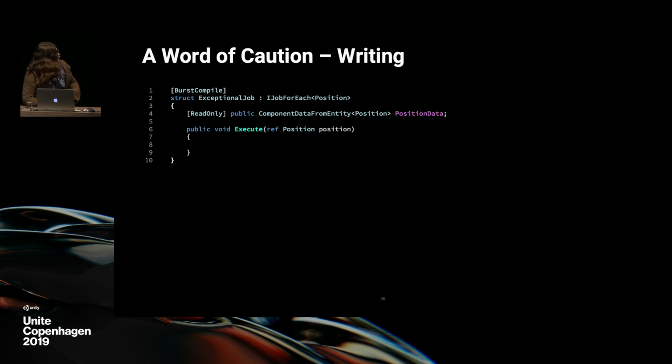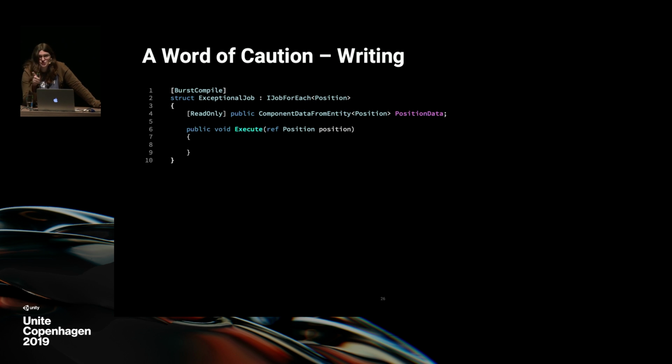For example, this job will throw an exception. Notice that it has a read-only component data from entity, and it also has that same component type as a parameter. The reason why this will throw an exception by our safety system is because this code could generate a race condition. What if you read from a component data from entity that is pointing to the entity you're iterating over in another job, right? That is undefined behavior. It could cause a race condition, and it's just not a good time.